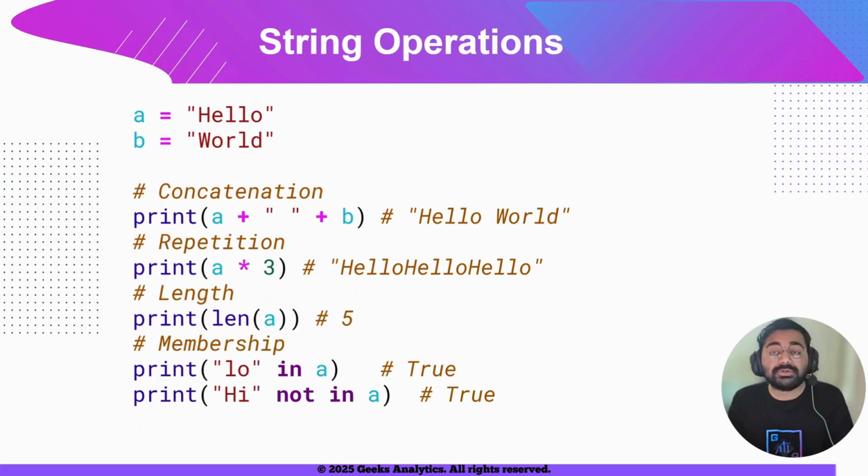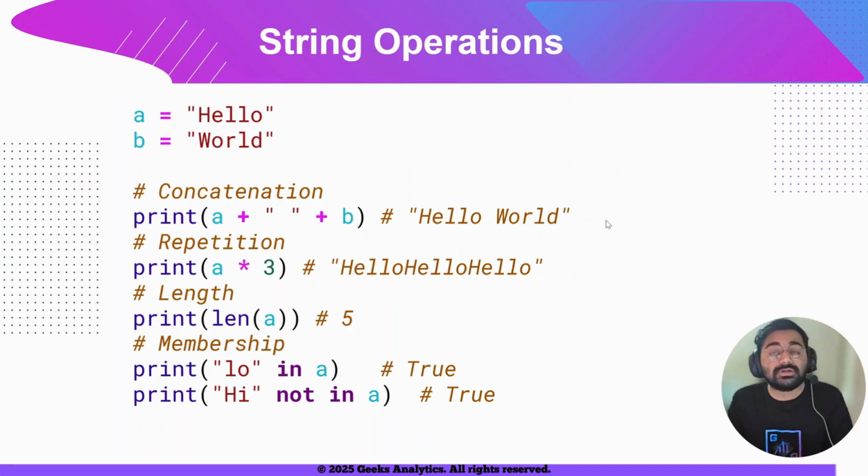We'll create two variables, A and B. As I mentioned, addition can be used to concatenate or merge two different strings. Here I'm using A and B, and if I add a blank space between them with the use of plus signs, the whole will be captured as hello world.